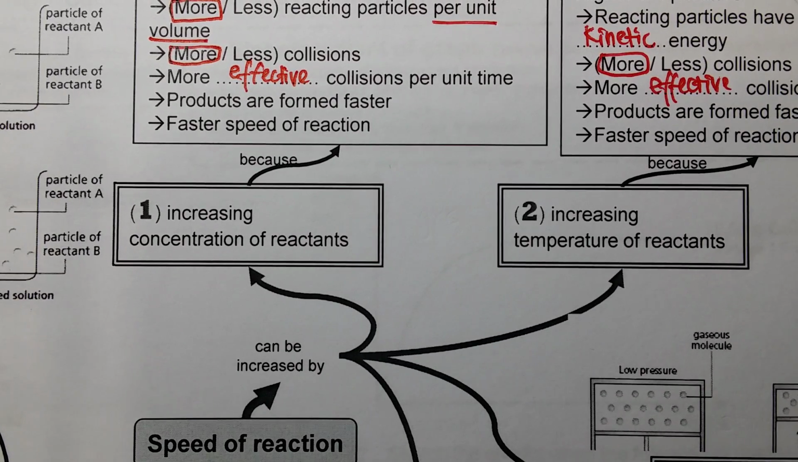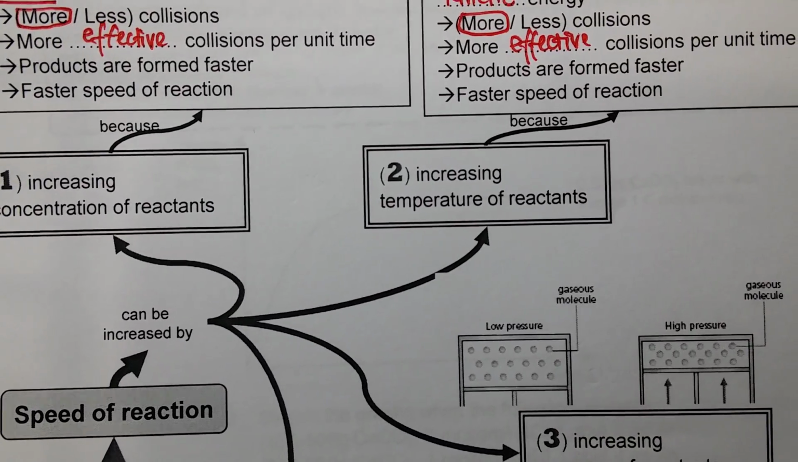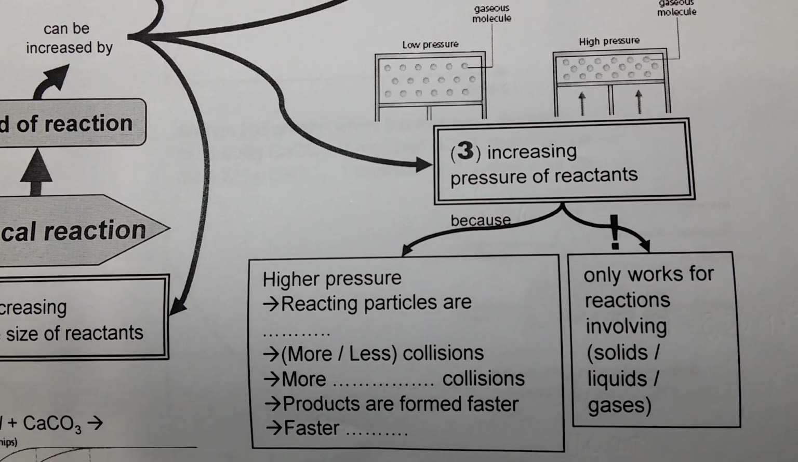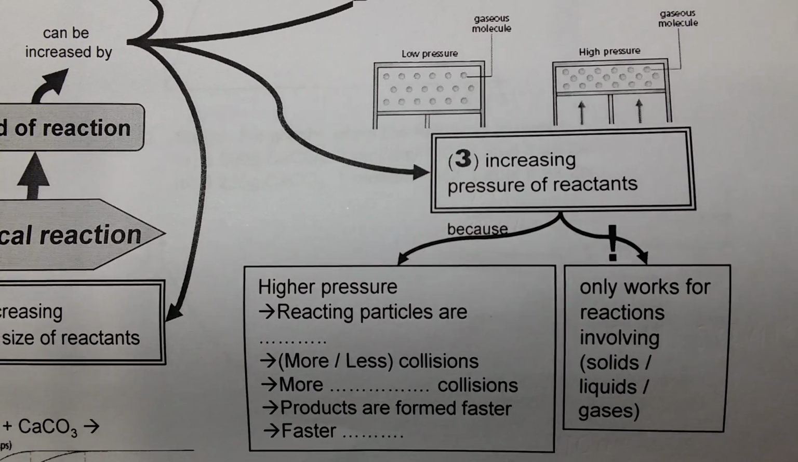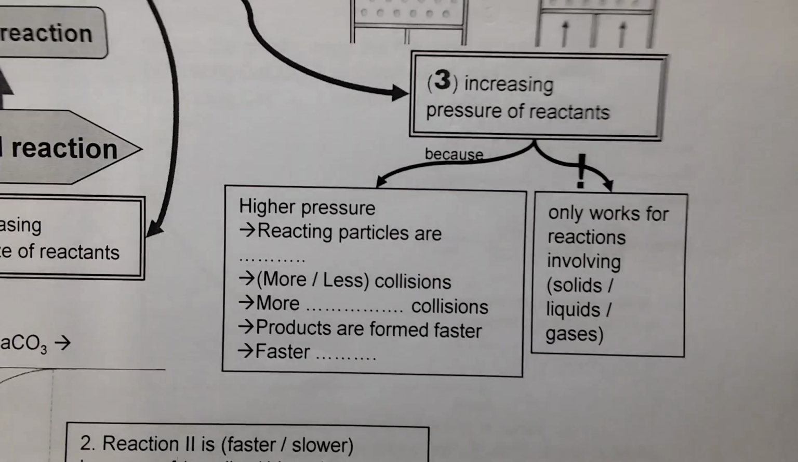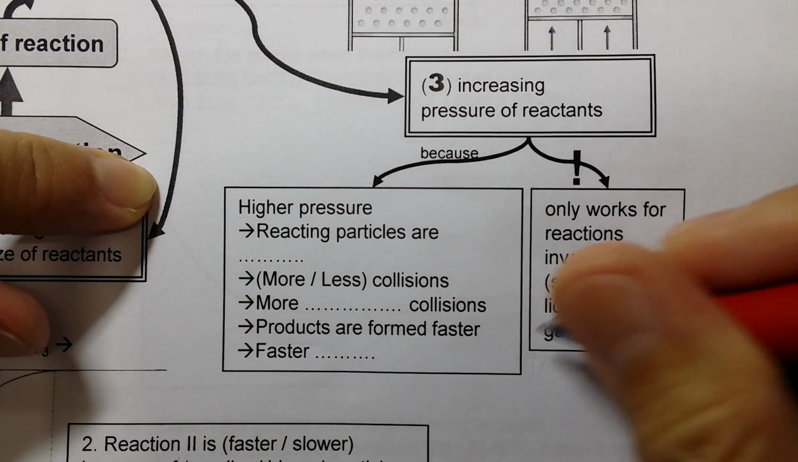Okay, in the previous video, we already looked at two factors, two things that we can do in order to make the reaction faster. The first one is increasing the speed of the reactants, and the second factor is increasing the temperature of the reactants. Now it's the third factor. The third thing that we can do in order to increase the speed of a reaction is by increasing the pressure of the reactants. Now this factor only works for reactions involving gases.